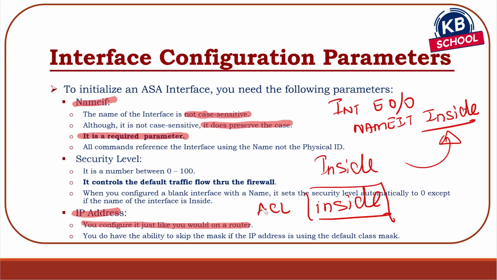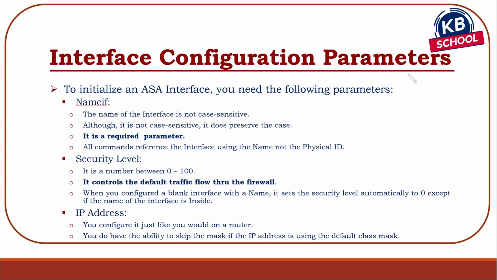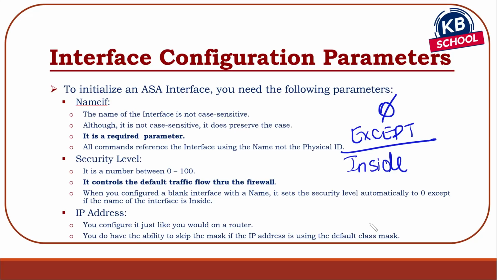From this point on, like I showed you with the ACL, whenever you need to apply any of the parameters to the interface, you don't apply it to the physical ID, not to E00. You're going to apply it to this name. So it's an important parameter on your ASA firewall. Now, what happens when you assign a name to an interface and it doesn't have a security level? It'll default the security level to 0 for all the names, except for what? If you give it a name of inside, any case, uppercase, lowercase, mixed case, it will set the security level to 100.